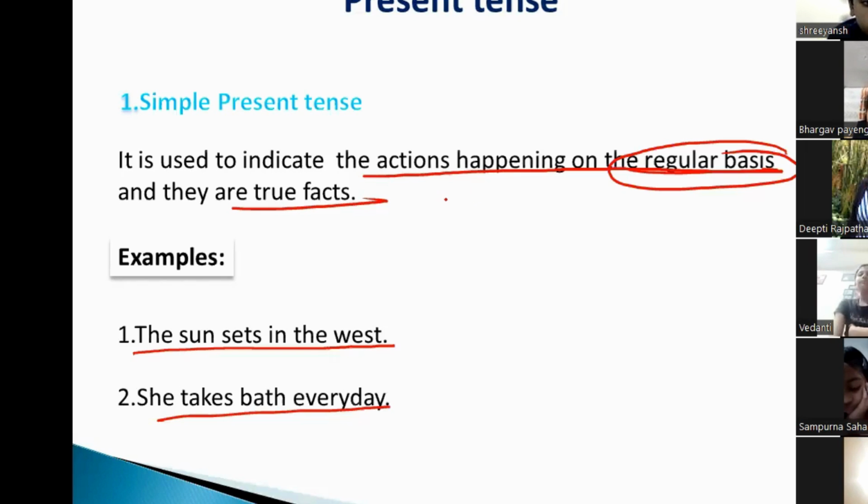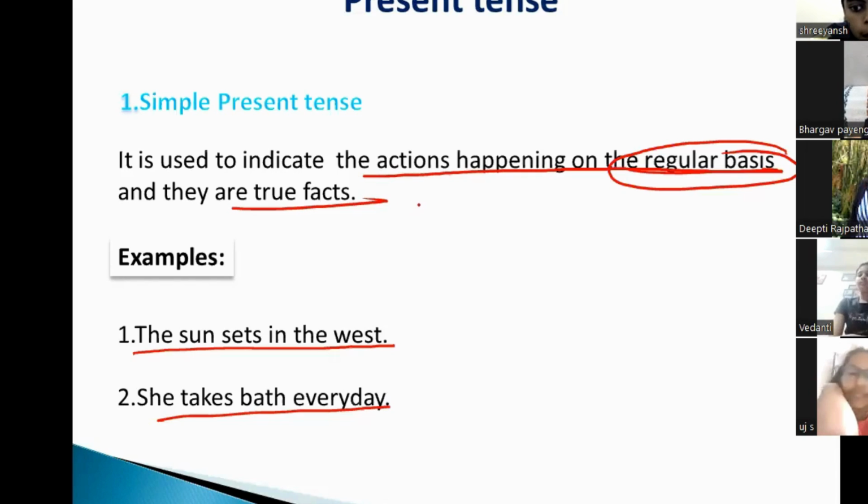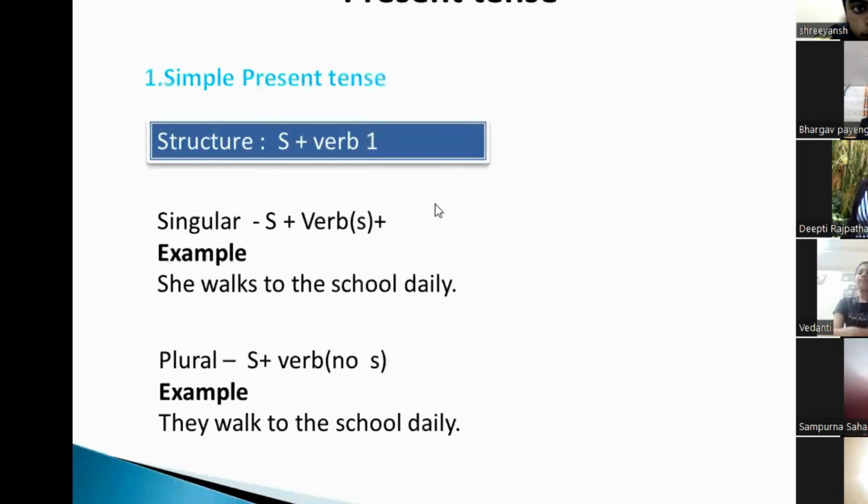Yes, ma'am. Now you know when to use it. That's good. So now you know what the simple present tense is and when you have to use it, right? When things happen on a regular basis and to represent universal facts, right? So now what is the structure that you have to follow to build a sentence in simple present tense?